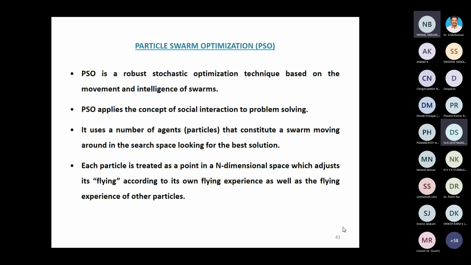There are so many options available. Why did you particularly go for GA and PSO? Can you justify the selection? Yes, very good. Now I'll tell you.